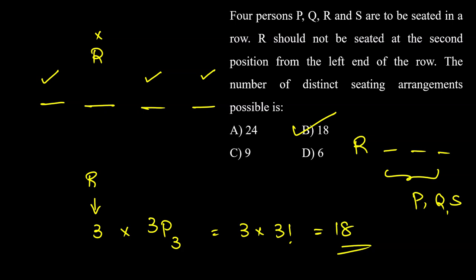Sometimes they give you 2 conditions. Here only one condition is there. R should not be at the second position. They can give you one more condition, like R and S cannot be together. They can add that condition also. They may add some more conditions.